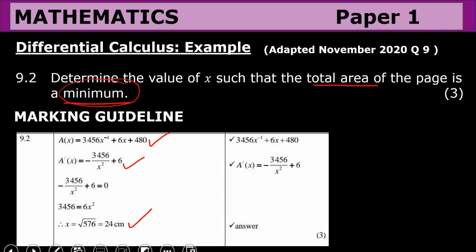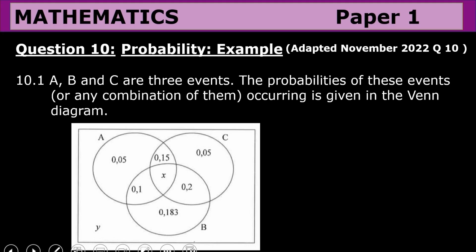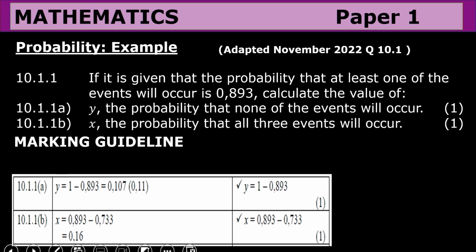Let's go over to the last topic of paper 1, and that is probability. And in this case, we have been given a Venn diagram, and we are told this Venn diagram actually has information except for X and Y. So let's look at the questions there.